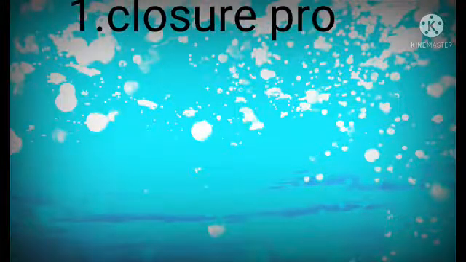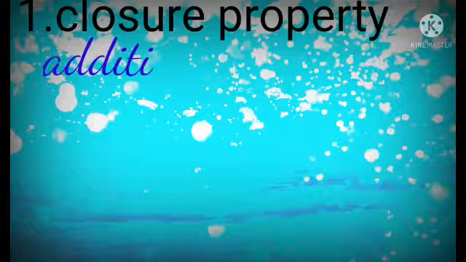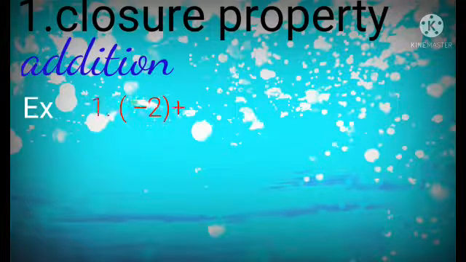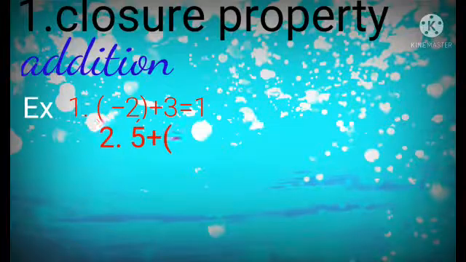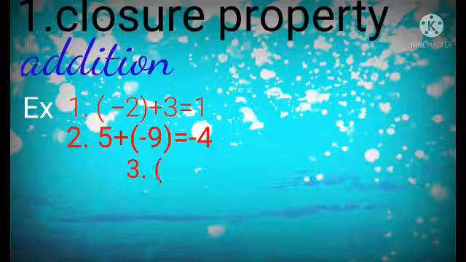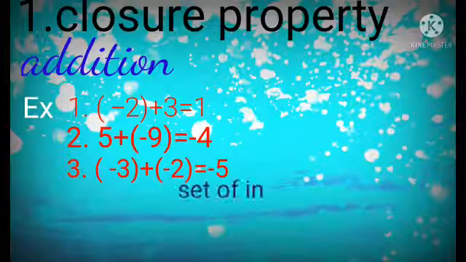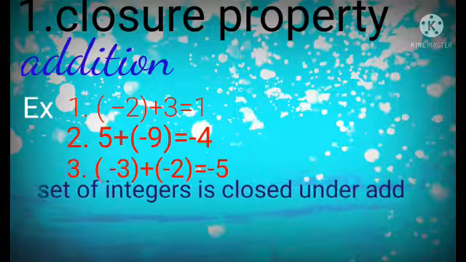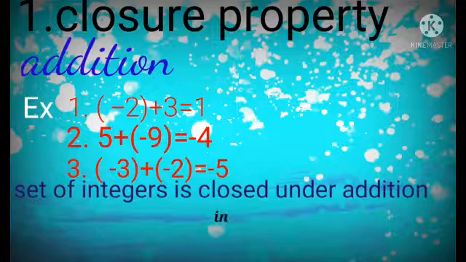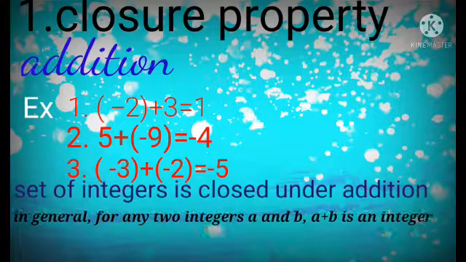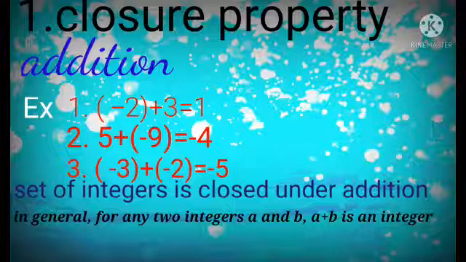First one, closure property under addition. Example, minus 2 plus 3 equals 1, 5 plus minus 9 equals minus 4, minus 3 plus minus 2 equals minus 5. From 3 examples, you observe that if you add any two integers, you will get an integer again. So, you can say that integers are closed under addition. In general, for any two integers a and b, a plus b is an integer.